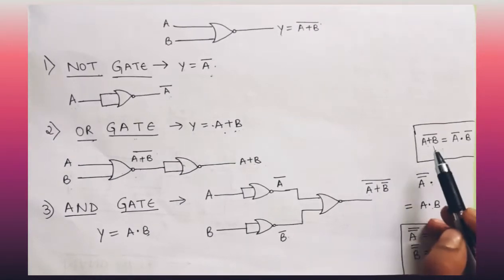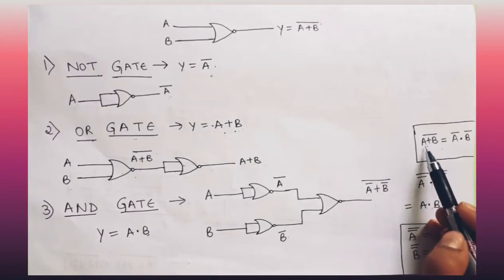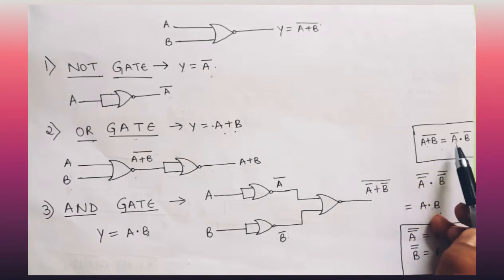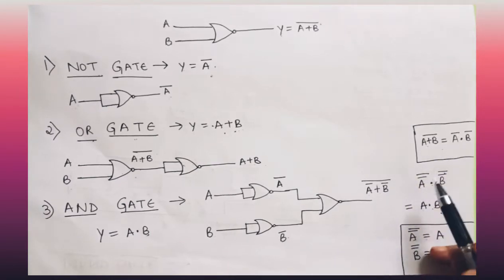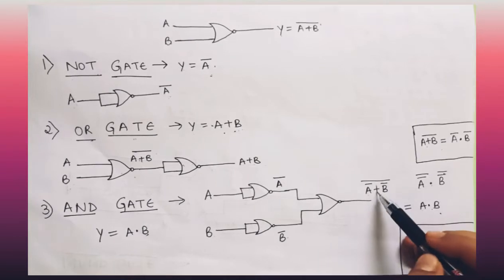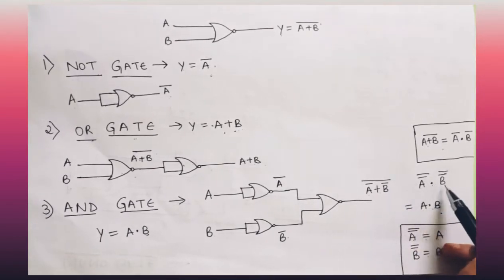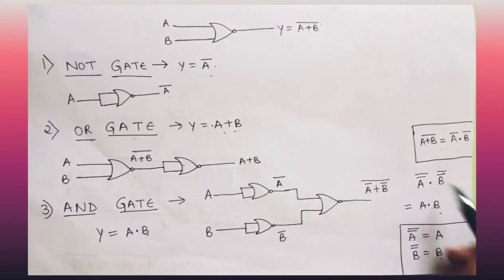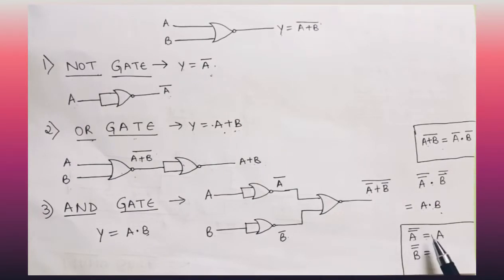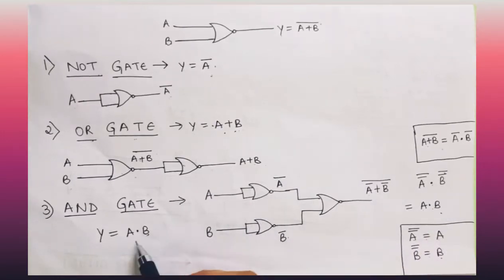Now, using De Morgan's laws, we can write (A plus B) bar as A bar into B bar. Hence, this equation will become A double bar into B double bar. We also know that A double bar is A and B double bar is B. Hence, the output will be A into B, which is the output of AND gate.